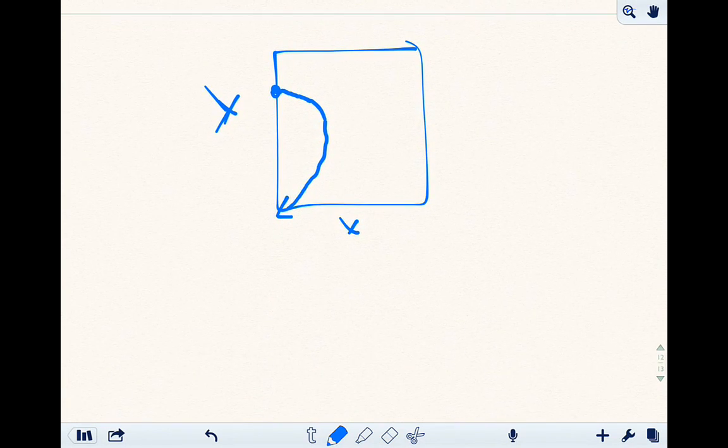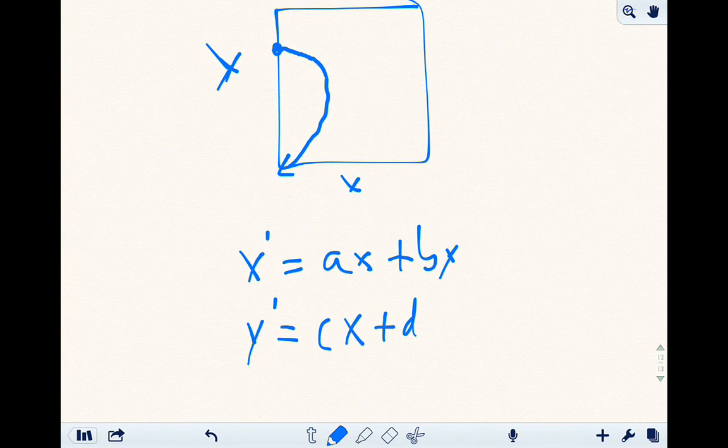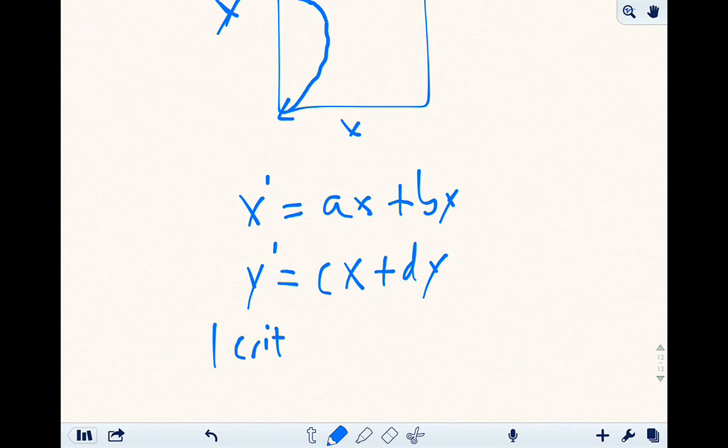Now note at this point that for any system of linear equations that look like this, x prime equals ax plus by, and y prime equals cx plus dy, again, this is a generic set of linear coupled equations, there's only one critical point. There's one critical point to a linear set of equations, and that is at x equals 0 and y equals 0.